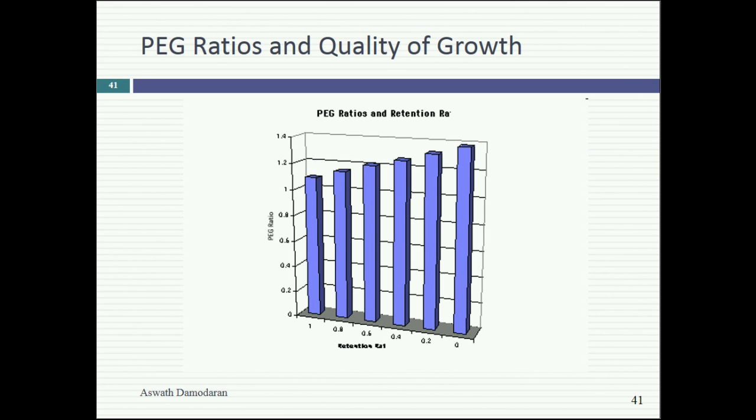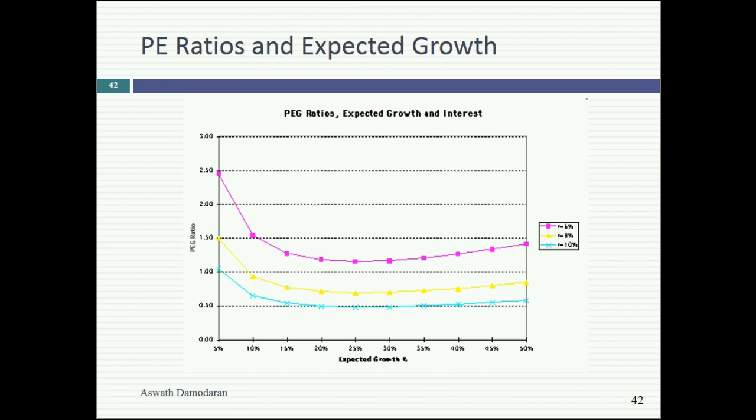And now comes the messy part. I change the growth rate for the company, and initially as I increase the growth rate, the PEG ratio decreased, but at some point it started going back up again. And this is a problem for a very simple reason. With PE ratios, what happens as growth increases? Price-earnings ratios always increase. But with PEG ratios, if I ask you what will happen as growth increases, you're going to say, well, it could increase, it could decrease, it could stay the same, depending on where you are on that graph.